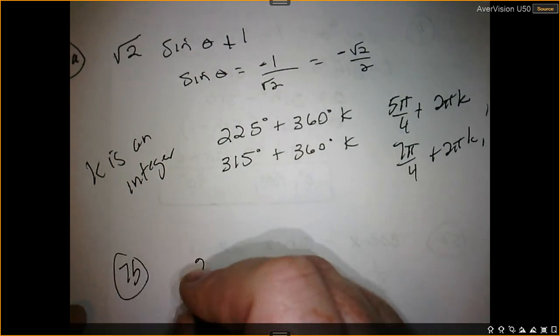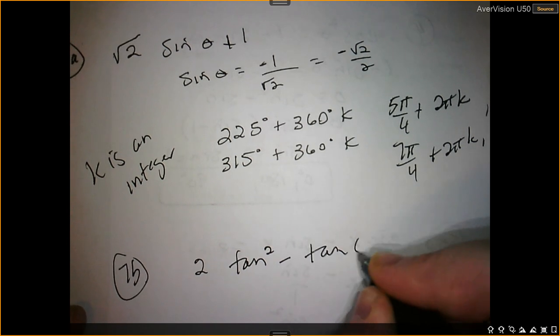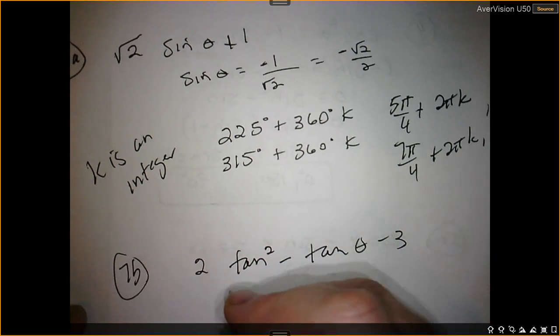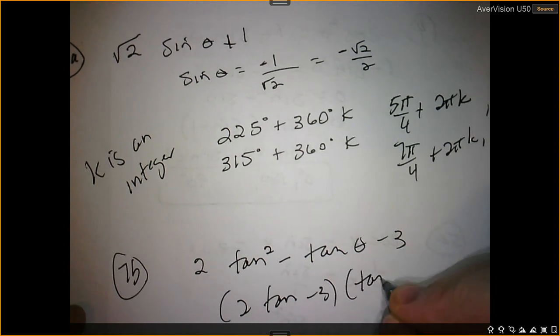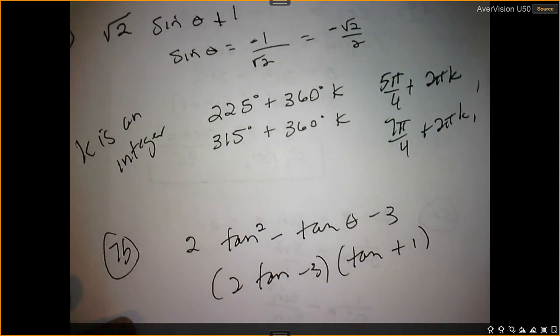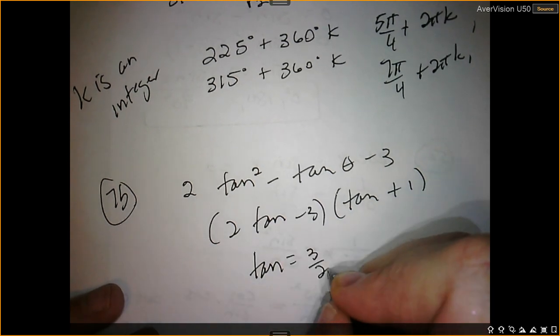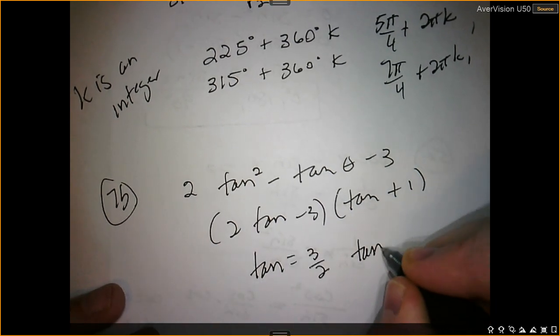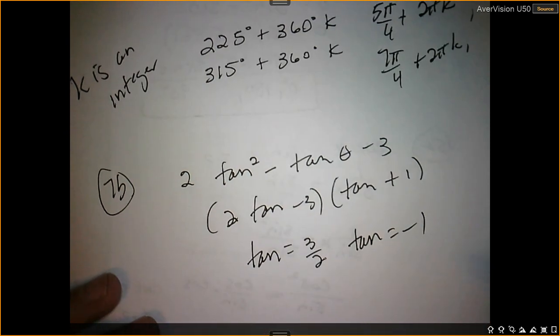Okay, 7b, 2 tangent squared minus tangent theta. So we'll factor it. So 2 tangent minus 3 times tangent plus 1. So where does tangent equal 3/2? Where does tangent equal negative 1? My handwriting is so messy. I'm trying to hurry so the video isn't so long.